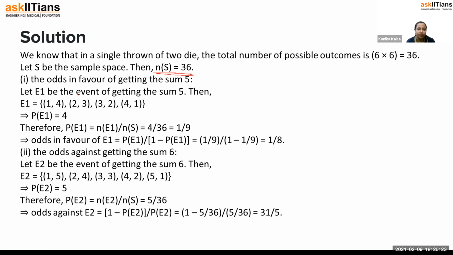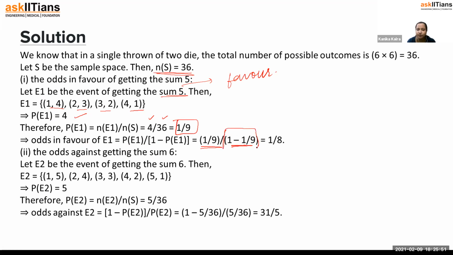So E1 be the event of getting the sum 5. This is because it was in favor. So possibilities are 1, 4, 2, 3, 3, 2 and 4, 1. So there are 4 possibilities. Probability would be 4 over 36, which is 1 over 9. So odds in favor of getting E1 would be 1 by 9 divided by 1 minus 1 by 9.